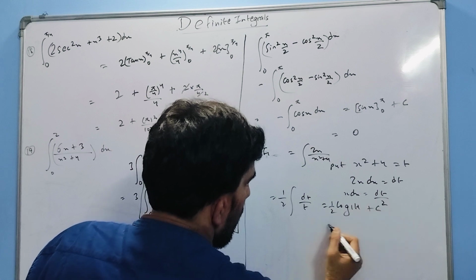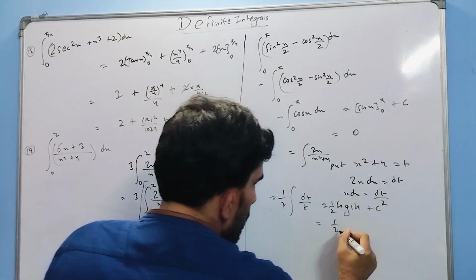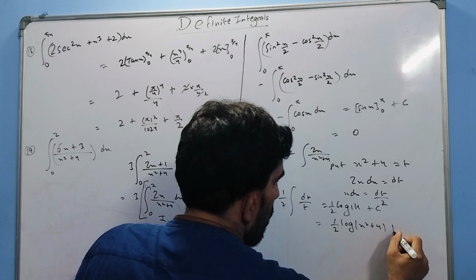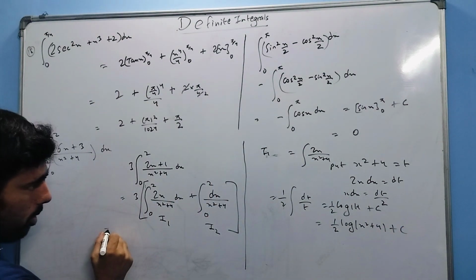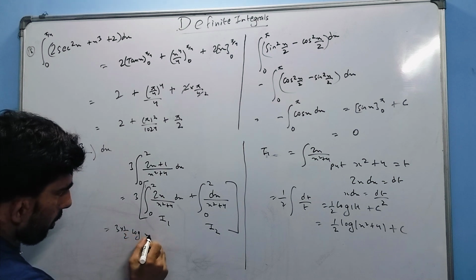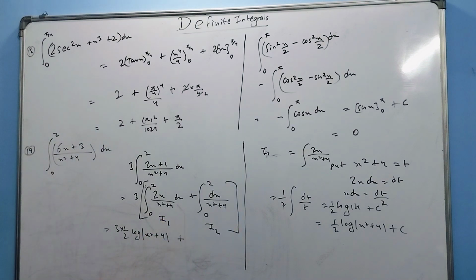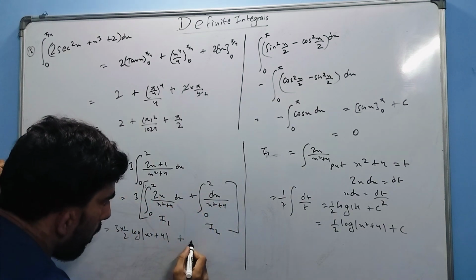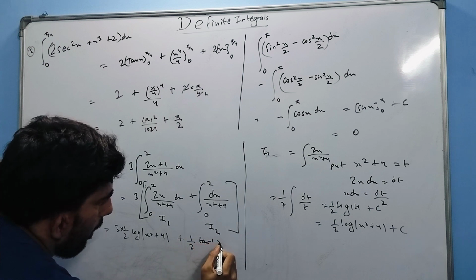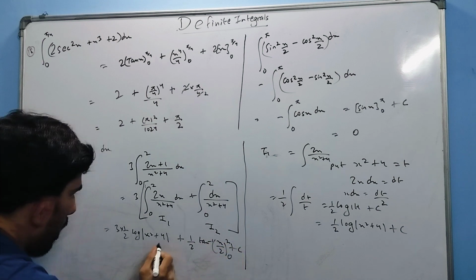Now I can put the value here. What is t here? We have x square plus 4. So I can put directly 3 into 1 upon 2 log of x square plus 4, plus, for x square plus a square, we directly put the formula: 1 upon a tan inverse x upon a, so 1 upon 2 tan inverse x upon 2, plus c. Here we will put the limits, and here also I will put the values.